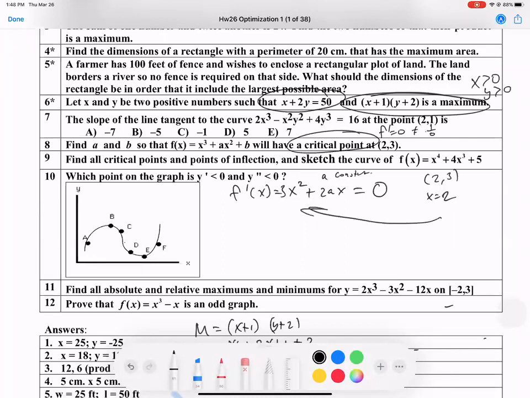So we just plug it in. If x is 2, that's 3 times 2 squared, which is 12. And 2 times 2 is 4, so 2 times 4a equals 0. That's 12. Move it over. 4a is equal to negative 12. Then a has to be negative 3.